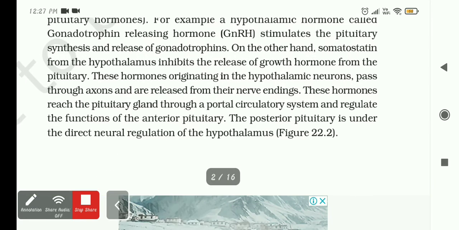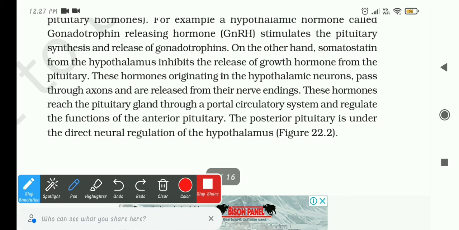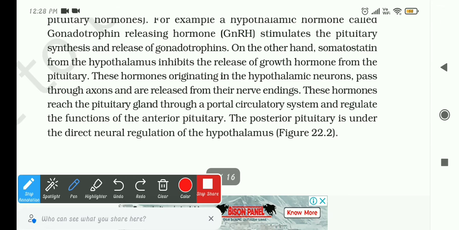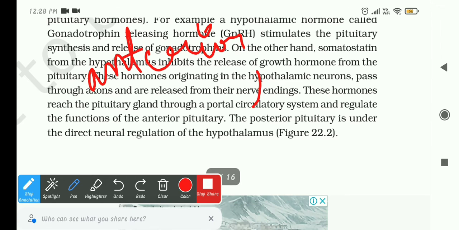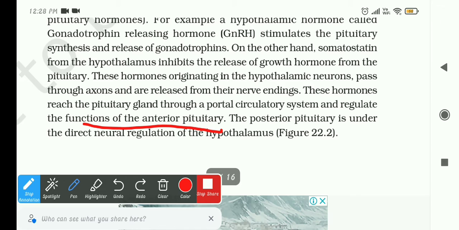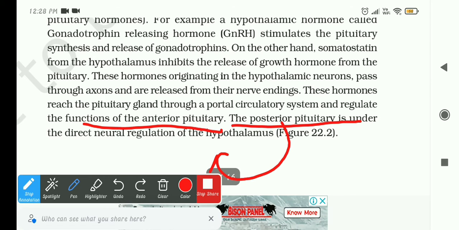Next, it is saying that these hormones reach the pituitary gland through the portal circulatory system, and they regulate the function of the anterior pituitary. We have two pituitaries: the anterior pituitary and the posterior pituitary. The hormones regulate the function of our anterior pituitary, but the posterior pituitary is under the direct control of our hypothalamus. They don't need the hormones.